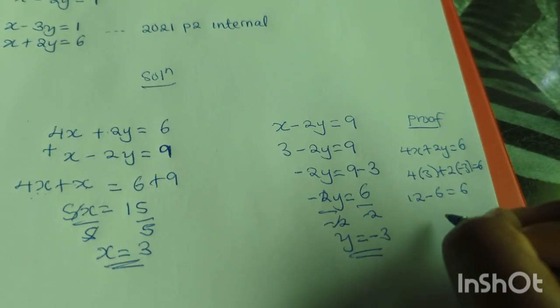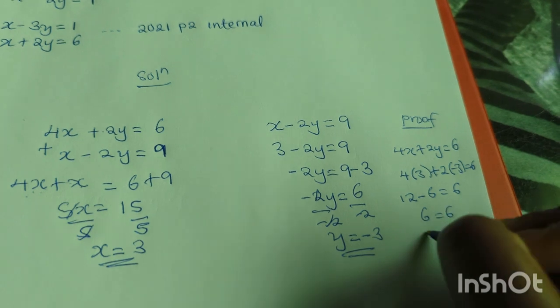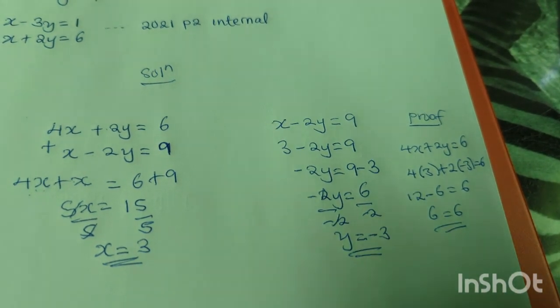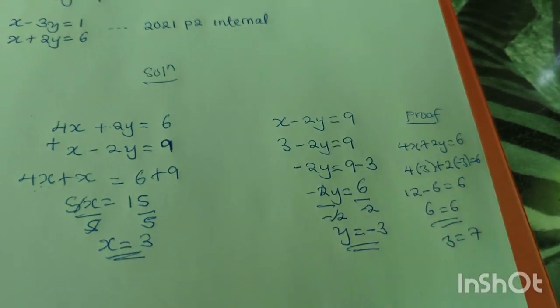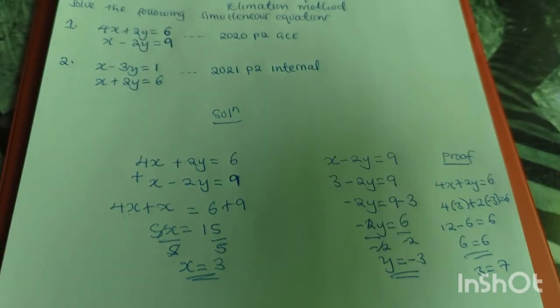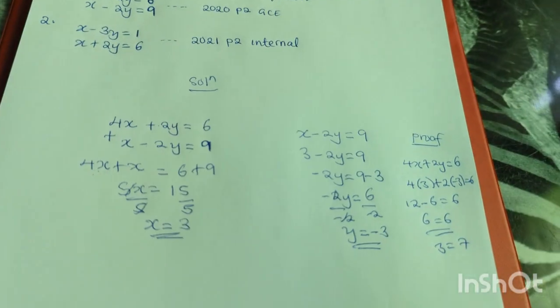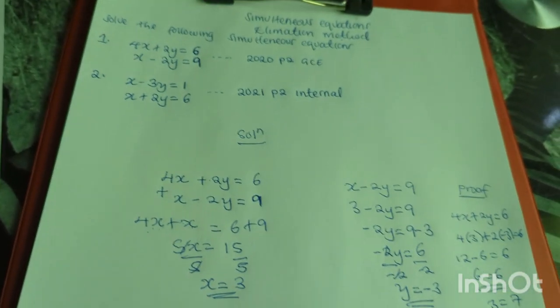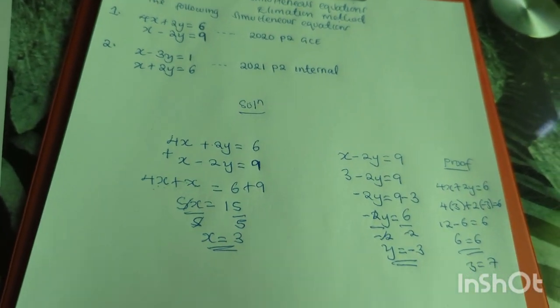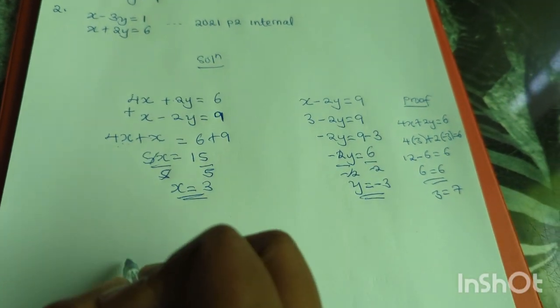What is 12 minus 6? 6 equals 6. So meaning the values you got are correct. But if you find something like this, 3 is equal to 7, meaning you need to redo your work. So it is important for you to always check so that you are sure that the answers you submitted are what? Are correct.